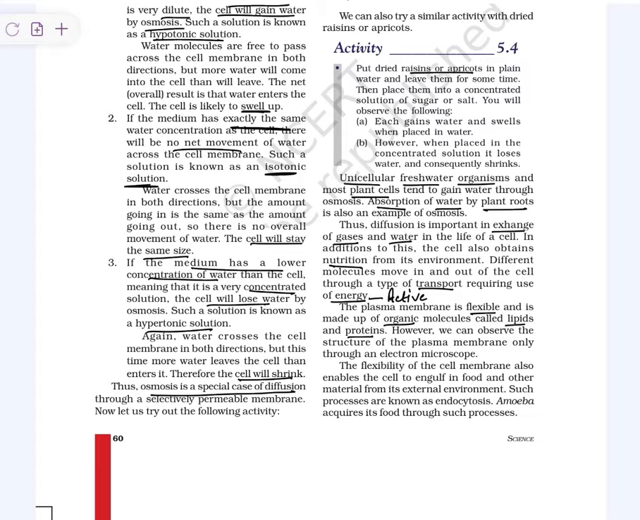And we can observe this structure through electron microscope. Now this flexibility of the cell membrane, plasma membrane, also enables the cell to engulf the food from the external environment, and this process is called endocytosis. One example of an organism which performs this endocytosis process is amoeba.